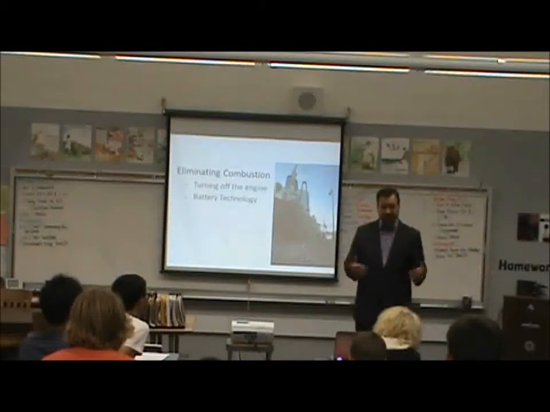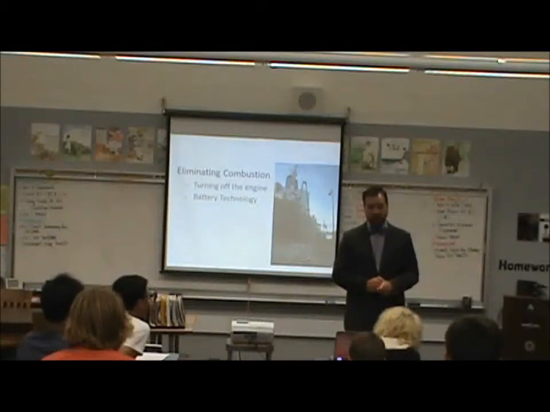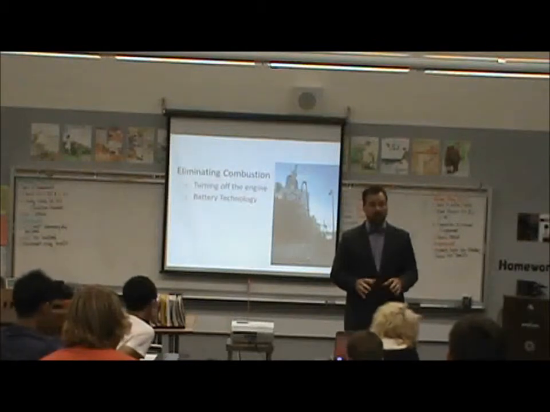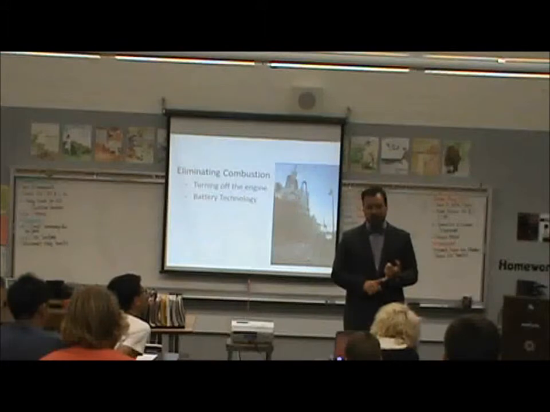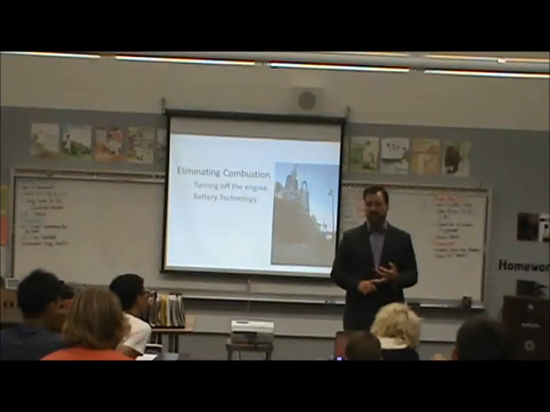The other thing is battery technology. You're going to see a lot of money going into technologies for trucks in the very near future. So you're going to see trucks with batteries on board.